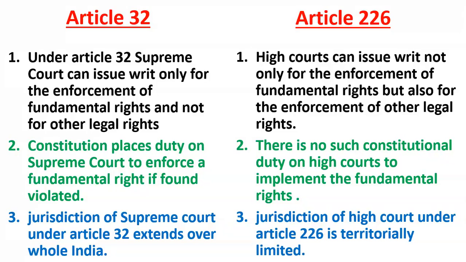So what is the first difference? The Supreme Court only has the power to issue writ for fundamental rights. The Supreme Court does not have the power to issue writ for the enforcement of ordinary legal rights. But High Courts have the power to issue writ for the enforcement of ordinary legal rights. So here the High Court has more power. Why? Because the High Court can also issue writ for the enforcement of ordinary legal rights, but the Supreme Court does not have this power. Now friends, let's see the second difference. The Constitution places a duty on the Supreme Court to enforce a fundamental right if found violated.